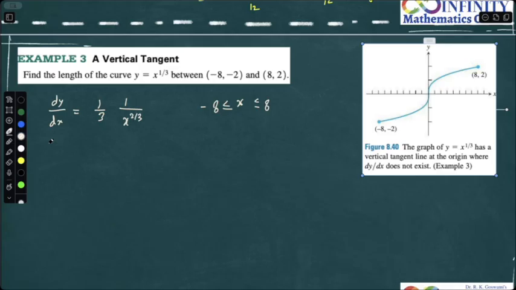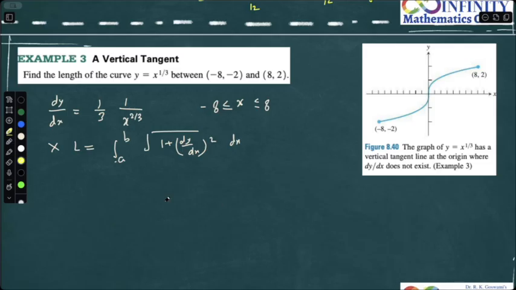I will not be able to use the formula which I have learned, the integral from a to b of the square root of 1 plus dy over dx whole square. Okay, and why? Because this derivative is not defined at a point. Any doubt? No. But this is the graph of the curve you can see, and the length of this graph should be finite there. It is not infinite. What should I do?